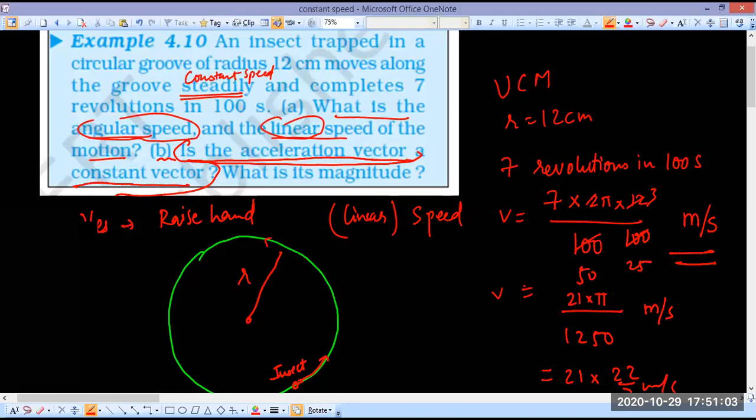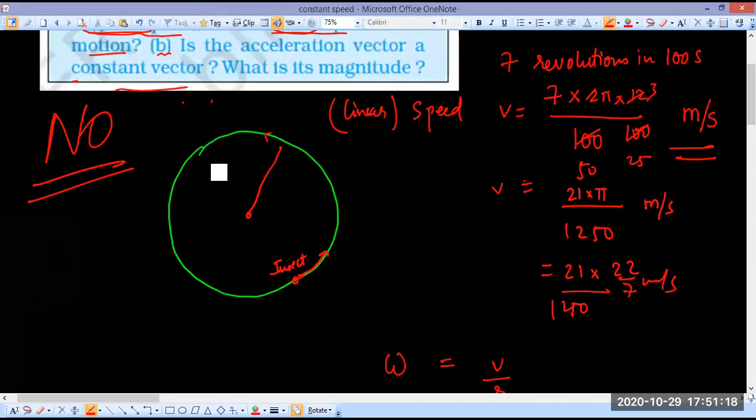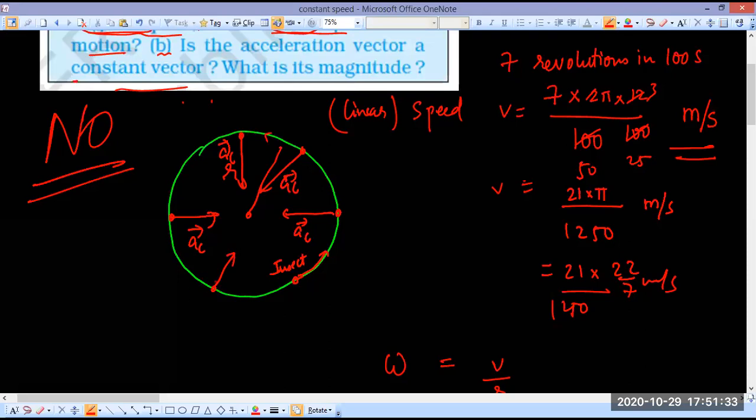The correct answer is no. Read the question carefully. Is acceleration vector a constant vector? The answer is no, because direction of acceleration will be towards the center. So when the particle is here, the acceleration comes like this. Then when it goes here, it will come like this. Do you see the direction is changing, everyone?